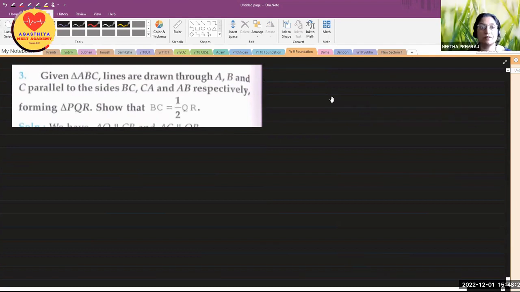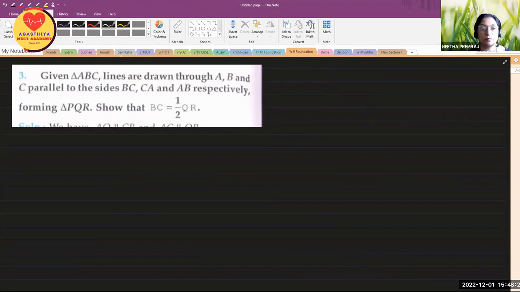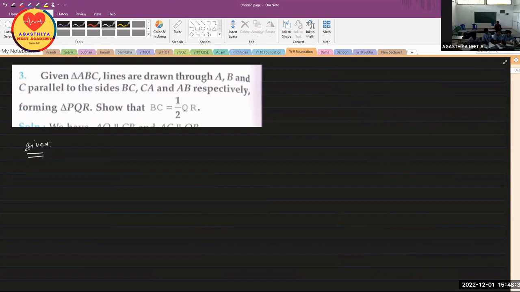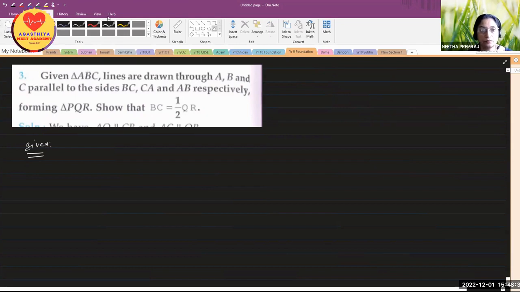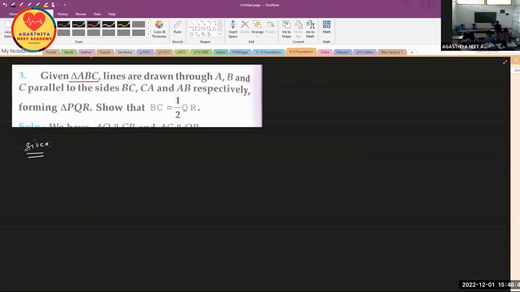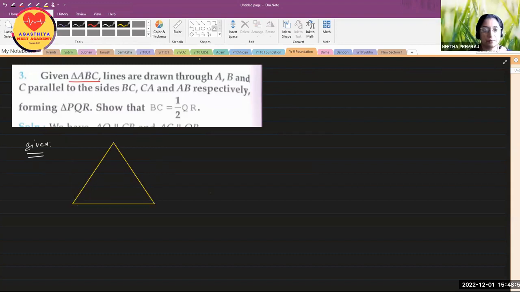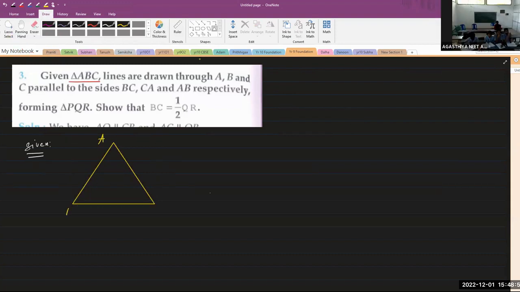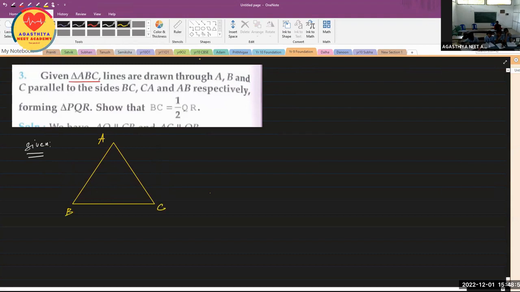Now, what is given in the sum? Triangle ABC. So there is a triangle. So here it is given triangle ABC. So I'm drawing a triangle. Name it ABC.